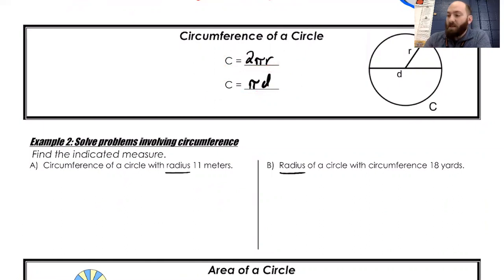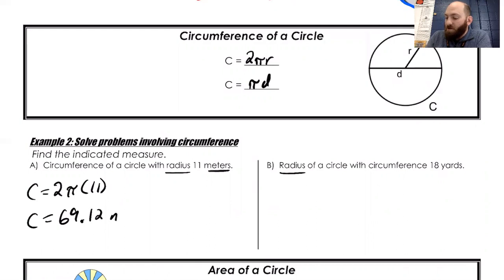Okay, so just make that aware for yourself. All right, so for example 2a, find the indicated measure. Find the circumference of a circle with a radius of 11. So it's going to be 2 times pi times 11. I do that, and my circumference is going to come out to, let's say, 69.12. And this was meters, so it's going to stay meters.